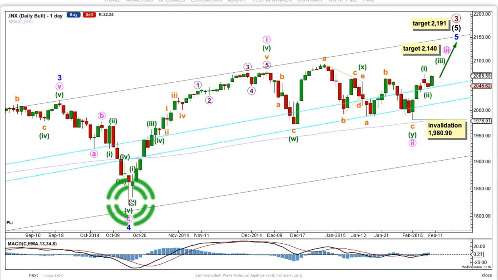Within minor wave 5, which is unfolding also as an impulse, we have 1, a sideways combination for 2, and 3 is underway. At 2140, it would reach 0.618, the length of the first wave. That's the ratio I'm using for the target in this instance because it fits so nicely with this higher target. At 2191, primary 3 would reach 1.618, the length of primary 1.